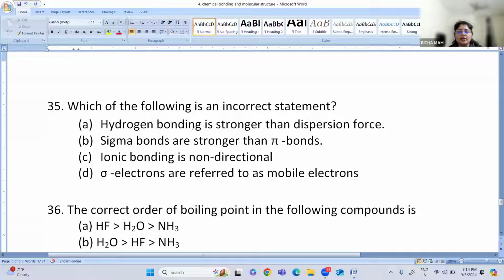Hydrogen bonding is stronger than dispersion force. This is a correct statement. Sigma bonds are stronger than pi bonds. Yes, pi bonds are a little weaker. Ionic bond is non-directional. This is also correct. Pi electrons are referred to as mobile electrons? No. Pi electrons are localized electrons. They do not move in the structure of the molecule. So option D is not correct.